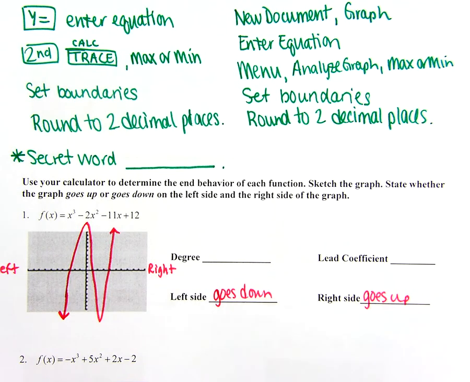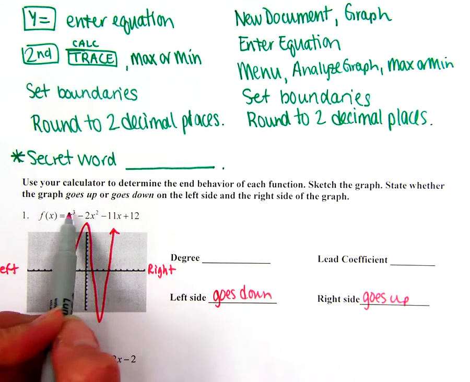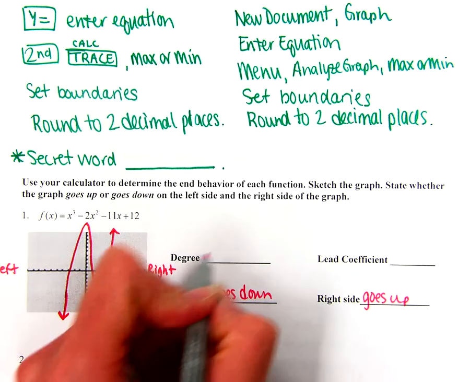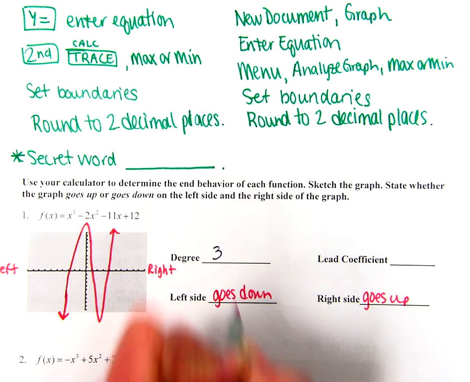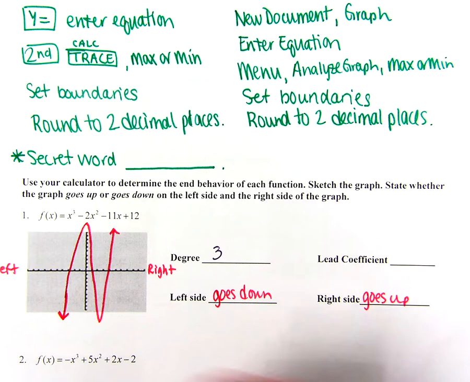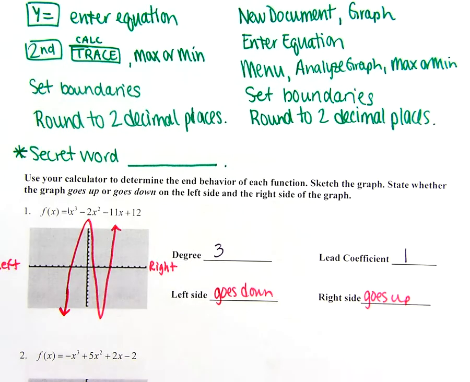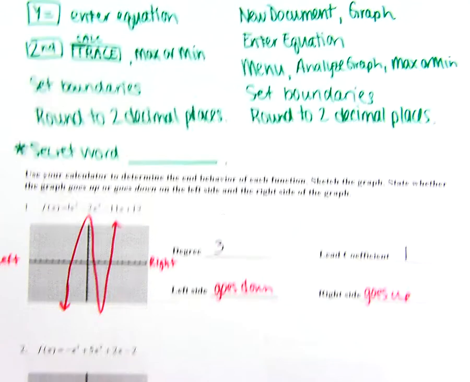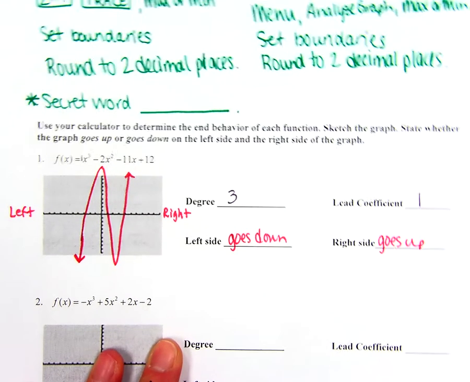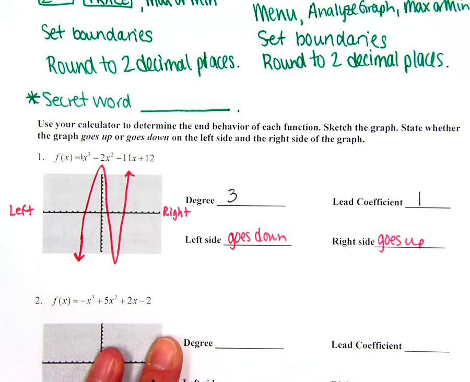All right? But let's go back and analyze, like, why does it go up and go down? Well, if you look at the degree of my function, I'm looking at the highest exponent. We did that, I think, back on day 1. So it's a third degree. Okay? And my lead coefficient is a 1. It's positive. All right, so we're going to come back to this actually after we do problem number 2. Okay, so let's do problem 2 using the Inspire.